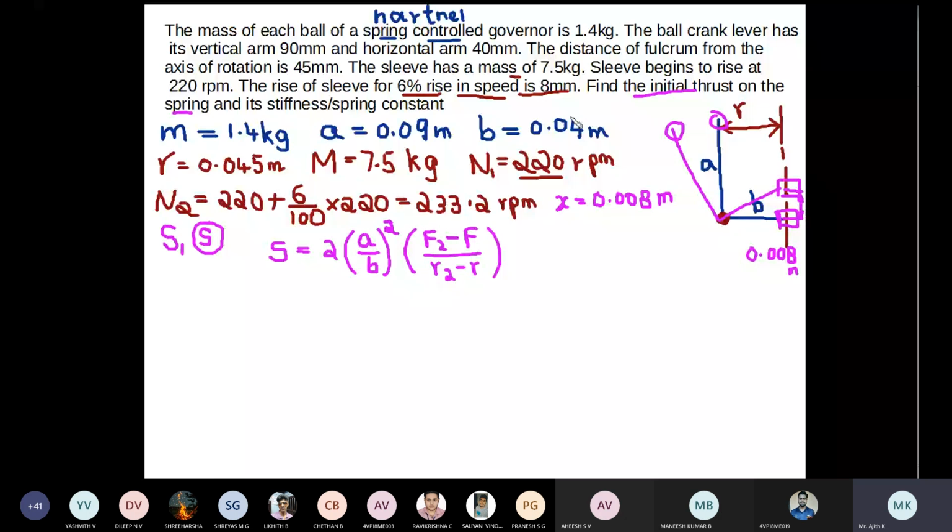F2 value. So how can you find out the F2 value? F2 is given by M omega square, M omega 2 square into R2, where omega 2 is equal to 2 pi N2 divided by 60.